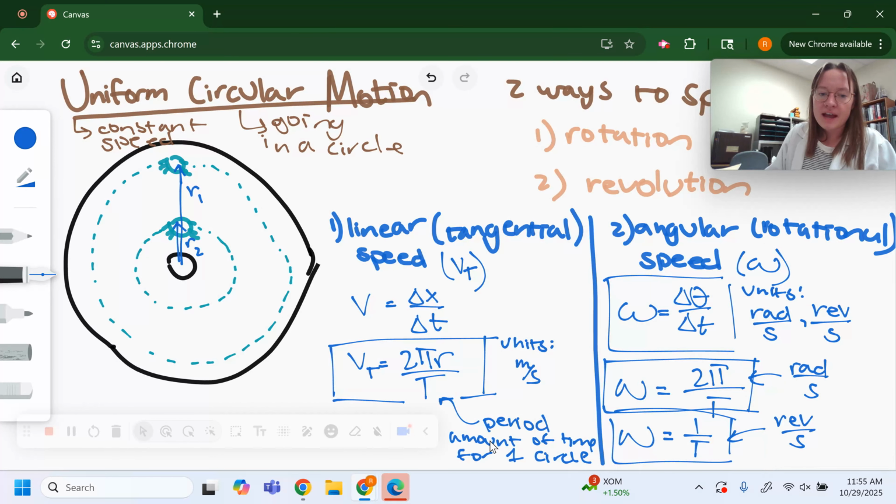Now, if I asked you which bug is going faster, you would say, what do you mean by faster, Miss Wilson? Are you talking in terms of linear speed or are you talking in terms of angular speed? Go ahead and think for a quick second which bug is going faster in terms of the linear speed and which bug is going faster in terms of the angular speed. Take a minute, think it out, and then we'll talk about it.